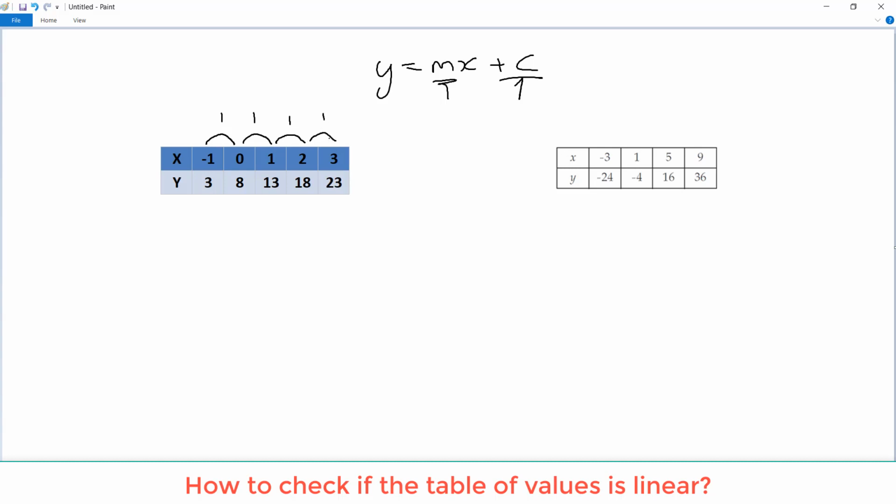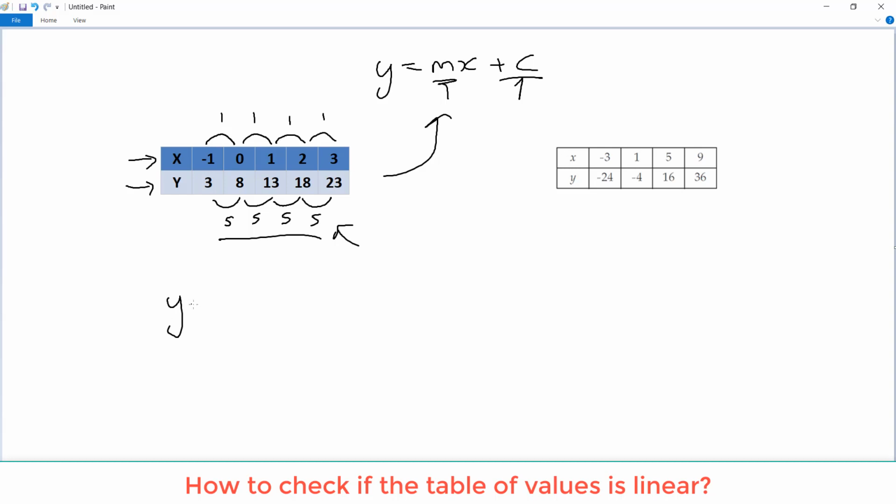Okay, so each of these is changing by 1, and then if we look at the bottom, each of these is changing by 5. So to get from 3 to 8, it's add 5. 8 to 13, add 5. 13 to 18 is also a change of 5. 18 to 23 is also a change of 5. So if you're going up in ones on the top, for the x value, and you have a similar change in the bottom, then you have definitely got a linear function. And this change in the bottom is your m value.